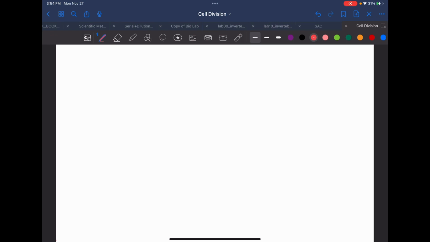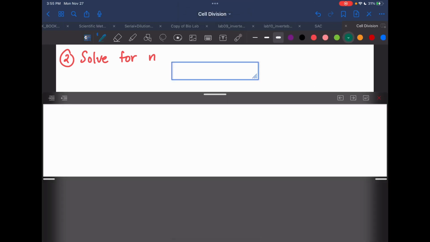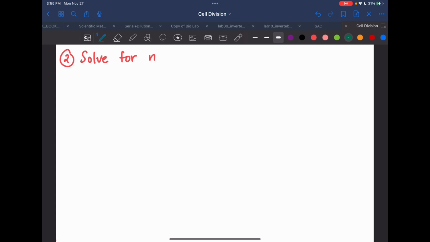Okay, so then we're going to solve for n. So that's our next step. I think we're on step 2. So solve for n. Right? Remember the equation at the beginning, it was g equals t over n, but we need to solve for n first before we get there. So we don't need this yet, so I'm just going to erase it. So what we're going to do is use the equation that was given to you by your lab instructor. So that's n equals 3.3 log of b of f over b of i, just like that.